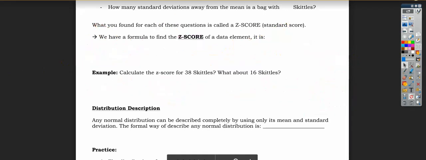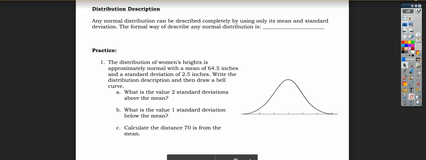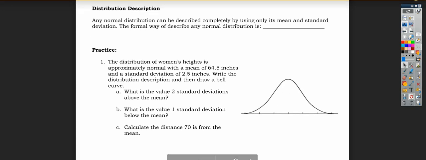So if we go ahead and keep talking about distribution description, it says any normal distribution can be described completely by using only its mean and standard deviation. The formal way to describe a normal distribution, they like to use symbolic notations, is they will say x is approximately normal, and then in parentheses they'll put your mean and your standard deviation. So a lot of times problems like to write it out like this, mainly to kind of confuse you, but the first number is your mean and your second number is your standard deviation.